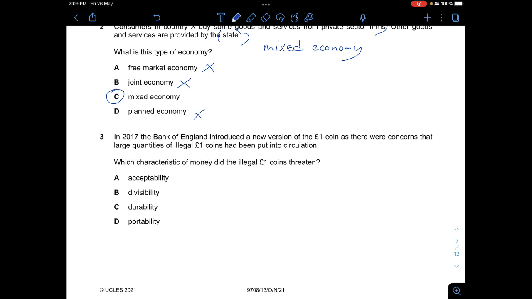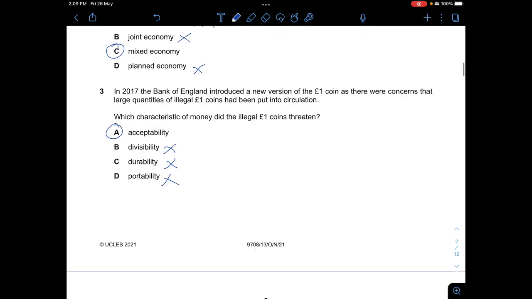they introduced a new version of the coin because they were concerned that a lot had been put into circulation. The coins themselves were already portable in the first place, but why do they want to cancel the original coin and create a new version? Because they are afraid that the illegal version of the coin will be put to use, resulting in fake coins being put into circulation and affecting trades. So portability is not correct. Durability as well, and it's not divisibility, so the only answer here is acceptability.